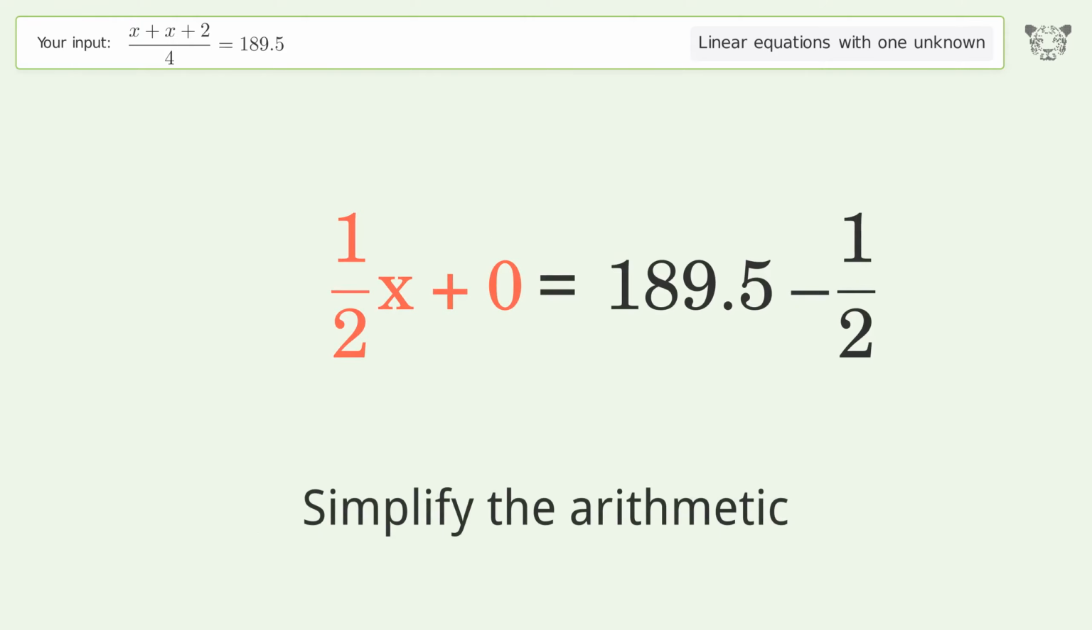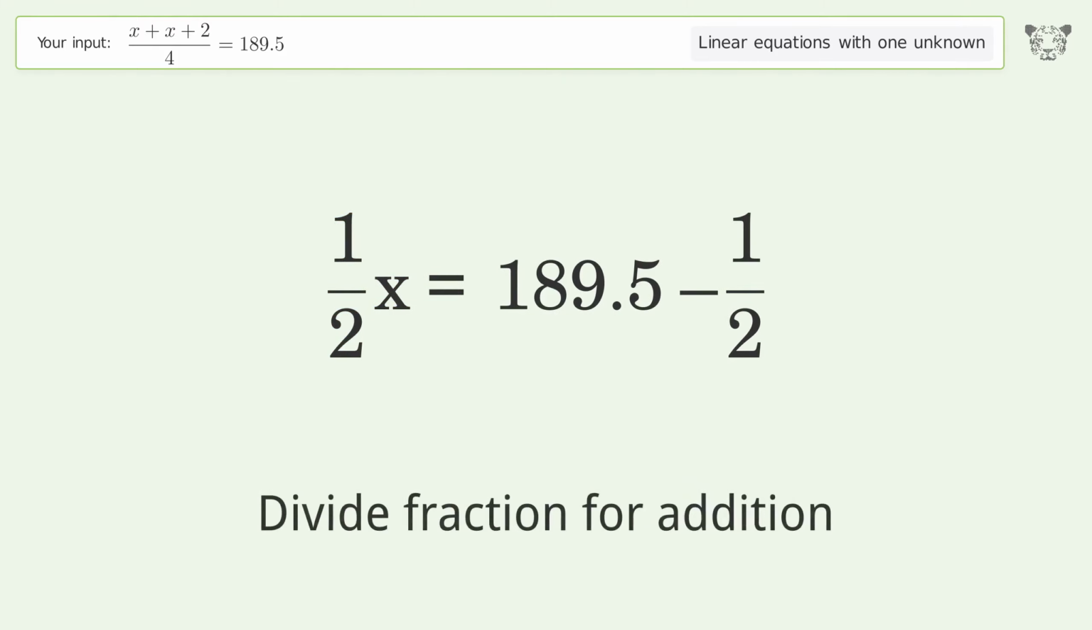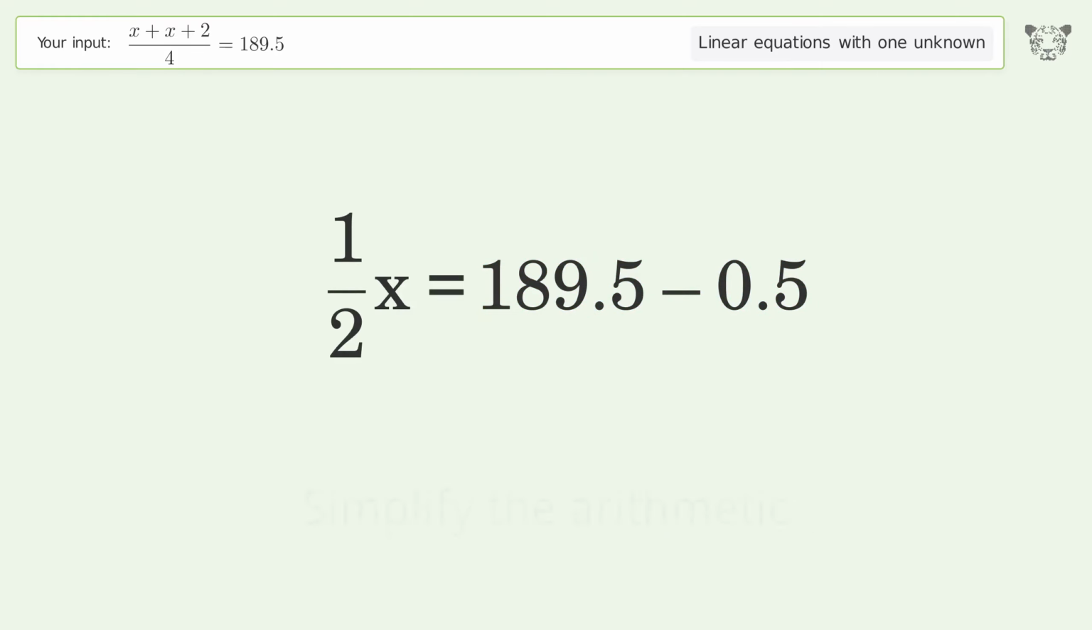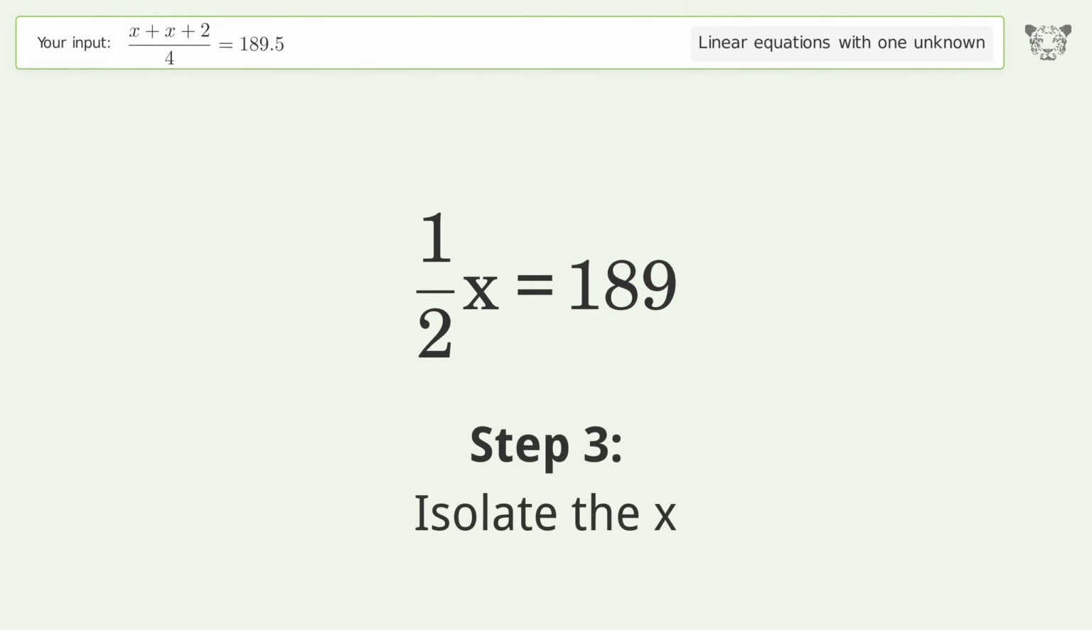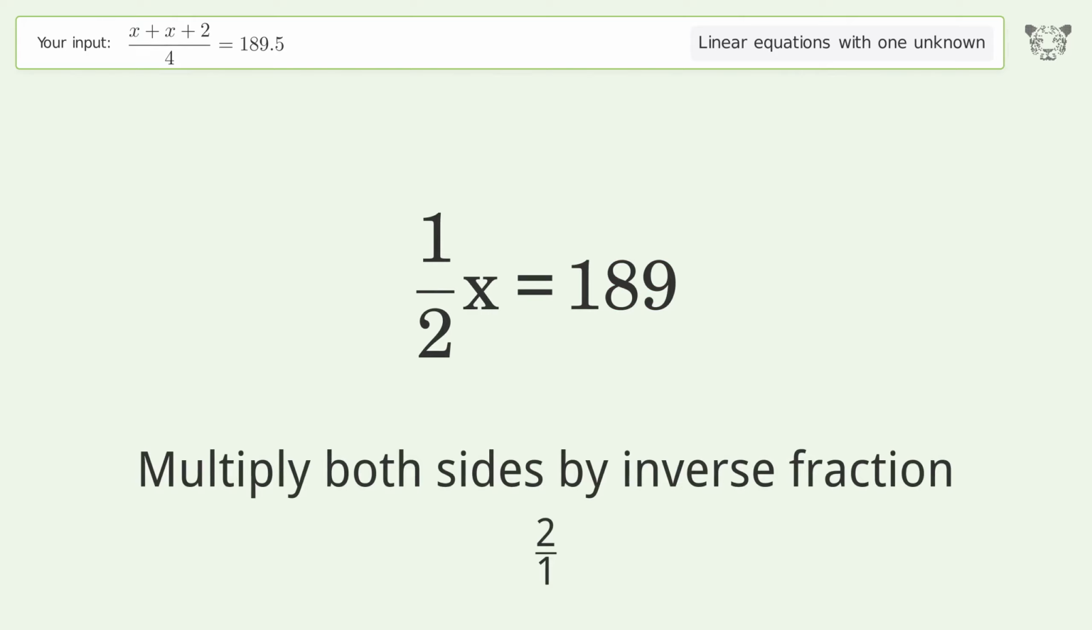Simplify the arithmetic. Divide fraction for addition. Simplify the arithmetic. Isolate the x. Multiply both sides by inverse fraction 2/1.